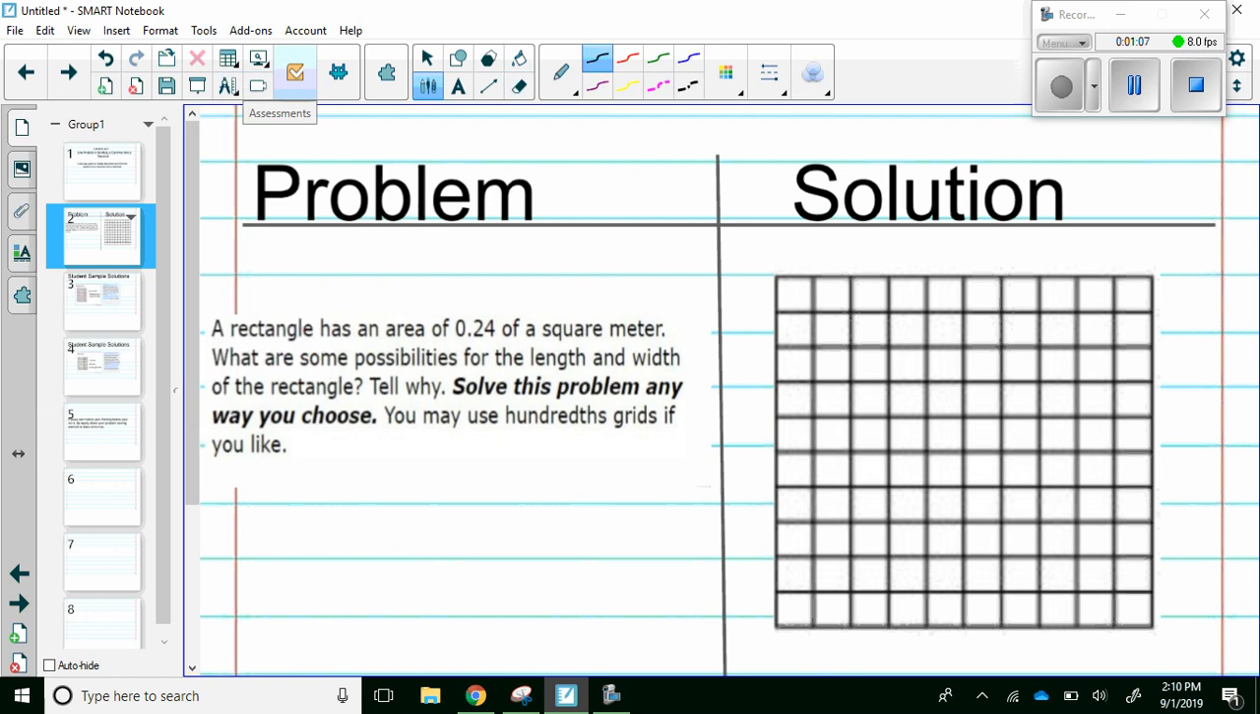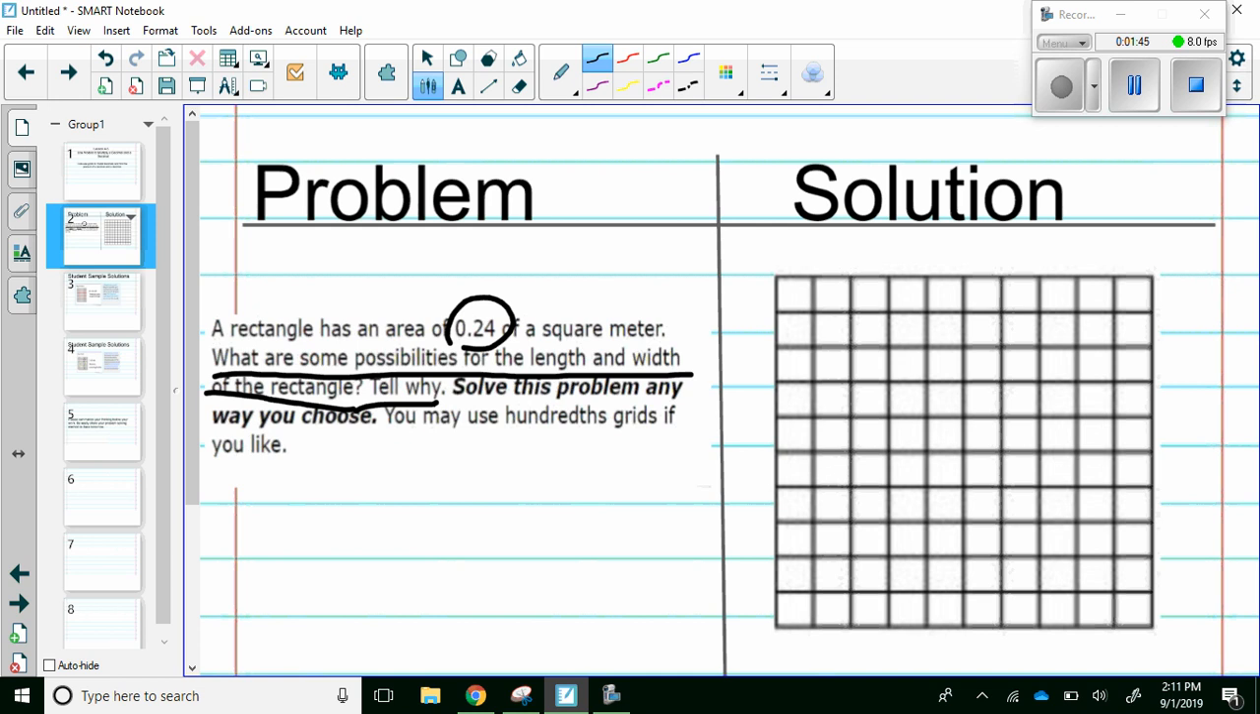Okay, next we're going to solve the problem. I'll show you how I solved it. The first thing I do is circle the numbers. I circled 24 hundredths. Next, I want to underline the question. It says, what are some of the possibilities for the length and width of the rectangle? Something else that is important is I need to be able to tell why. Though it's not a question, it does tell me a direction I need to follow to solve the problem.